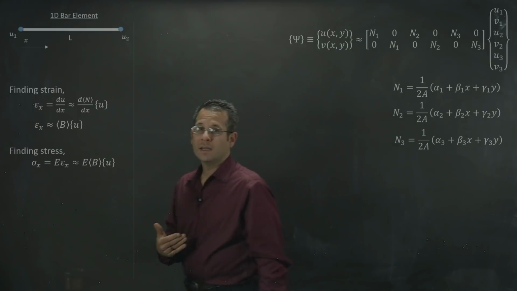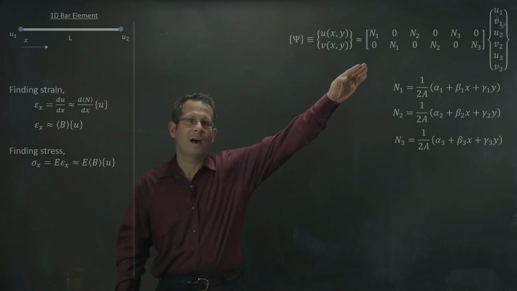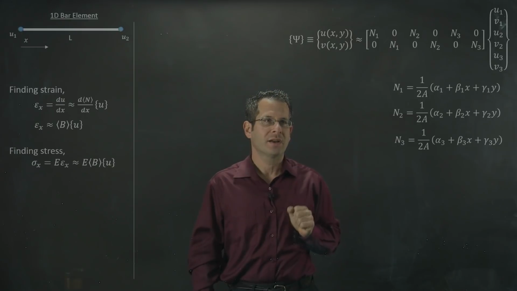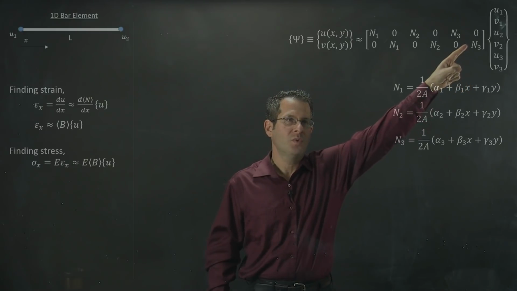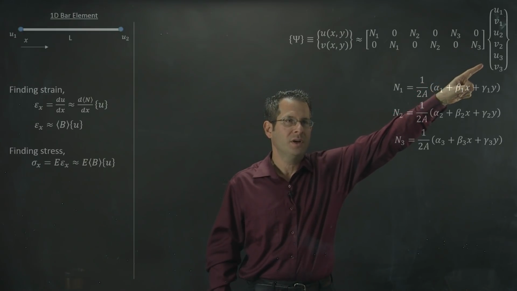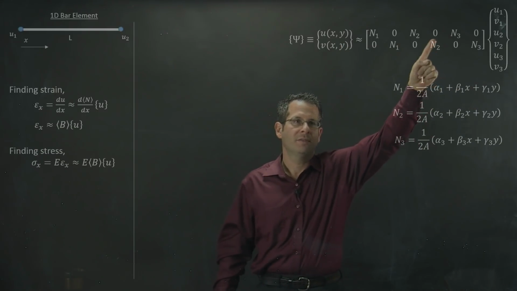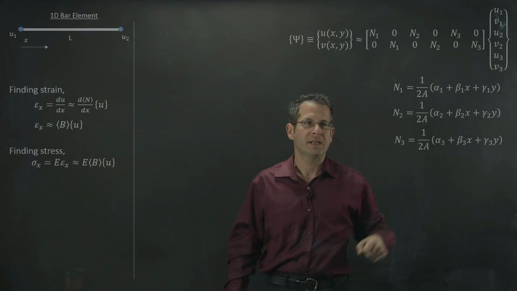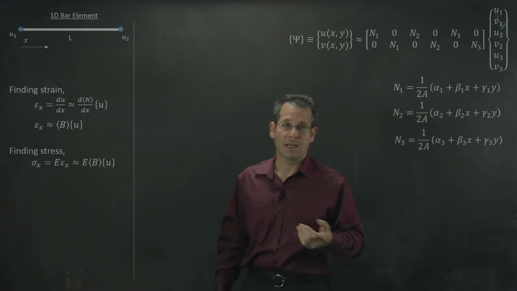All right. In order to do this for two dimensions, I've left up the form of our shape matrix for our two-dimensional triangular element multiplied by our displacement vector u1, v1, u2, v2, u3, v3. Our individual shape functions have this form, where alpha 1, 2, 3, beta 1, 2, 3, and gammas 1, 2, and 3 were defined in the last video.